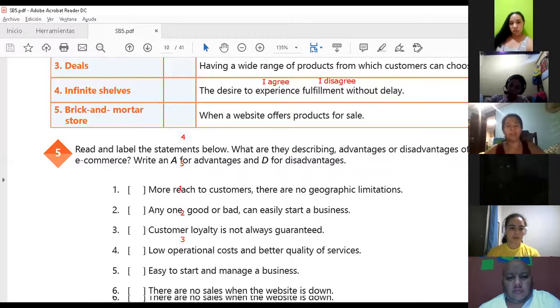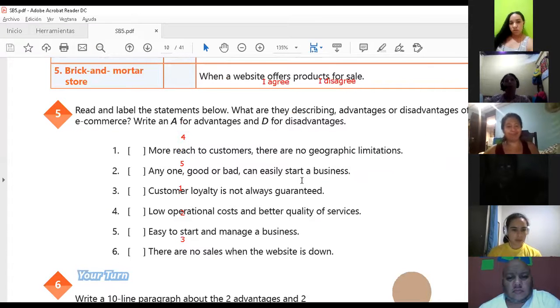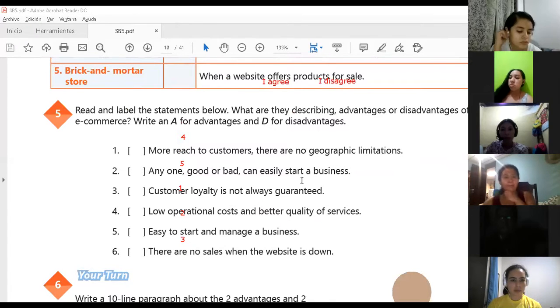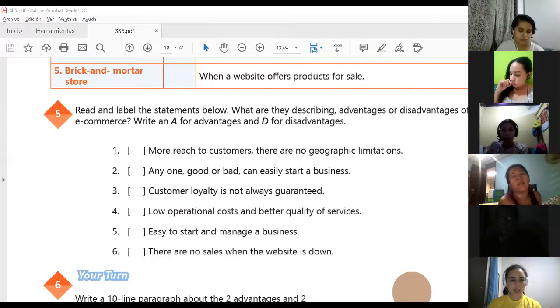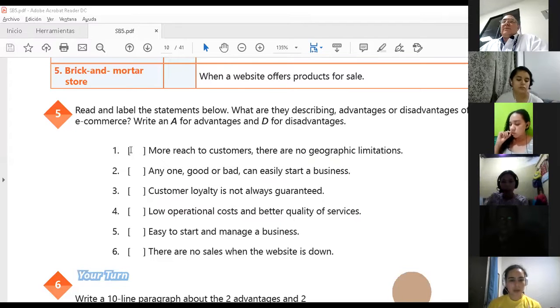Which one of these is a disadvantage? We are about to start. Which one of these is a disadvantage and an advantage of what we're working with? Right, an A for advantages and D for disadvantages. There are no sales when the website is down. It's the disadvantage. Okay. The two is advantage. Anyone, good or bad, can easily start a business. Okay. I guess. So this one, let's not forget about the reading, guys.